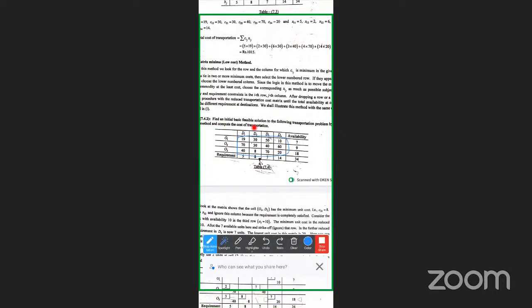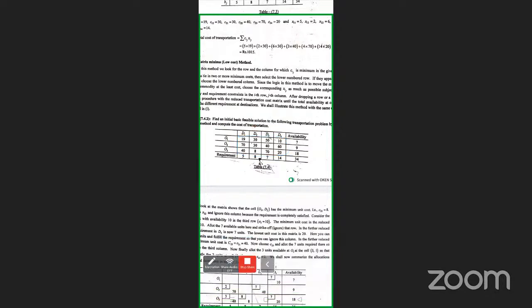Same example. So in this, this is the cost matrix. In this cost matrix, the least element is nothing but the least cost. So the question is: find the initial basic feasible solution.